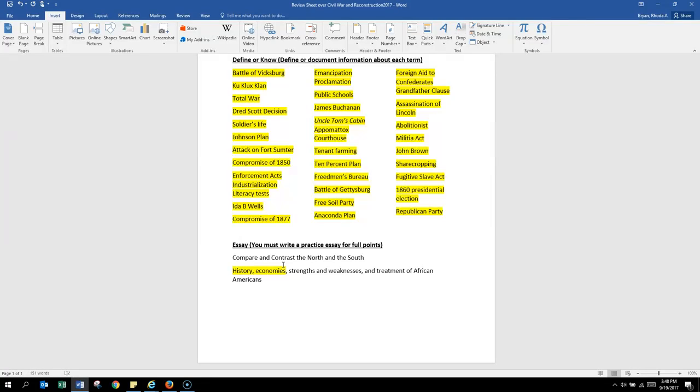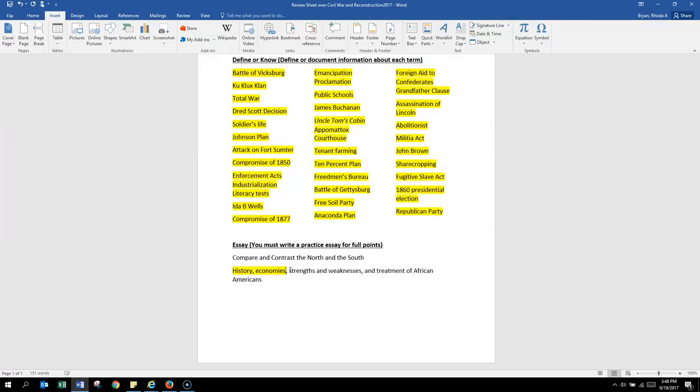When we look at the Southern economy, there was a large upper class in the South. You don't find that in the North. I mean, there was still an upper class, but not like this entire class of people like we have in the South.